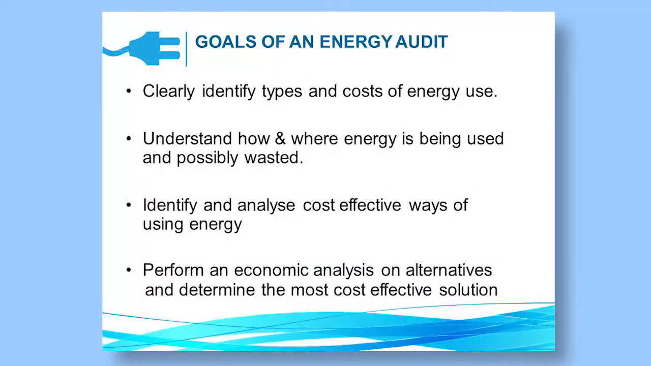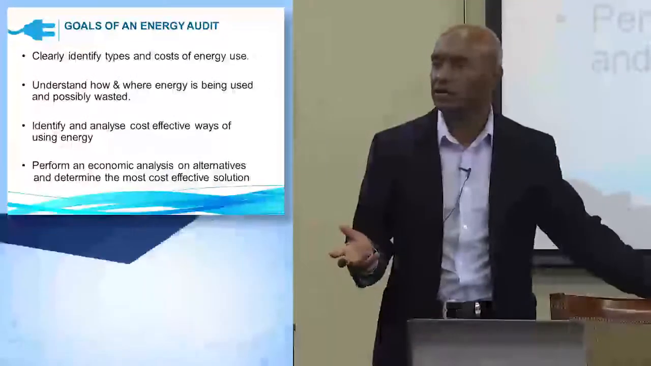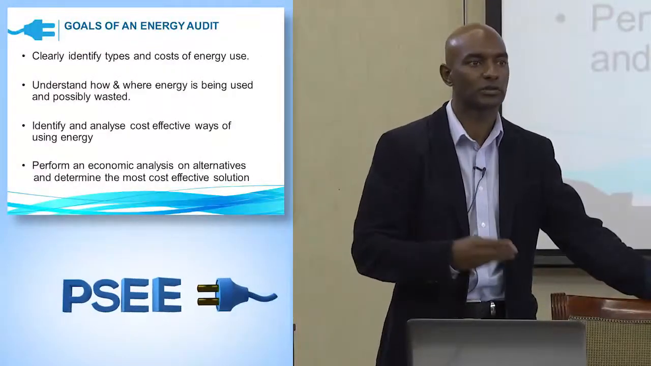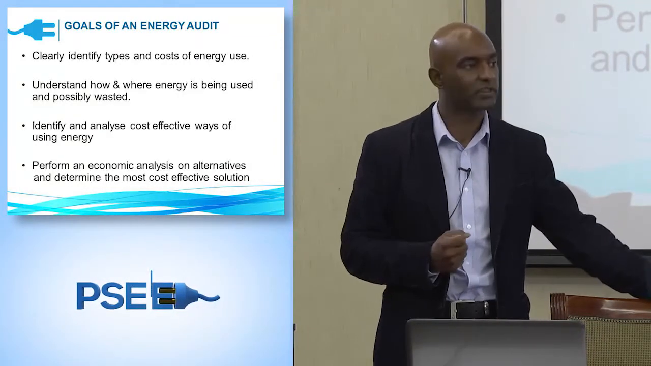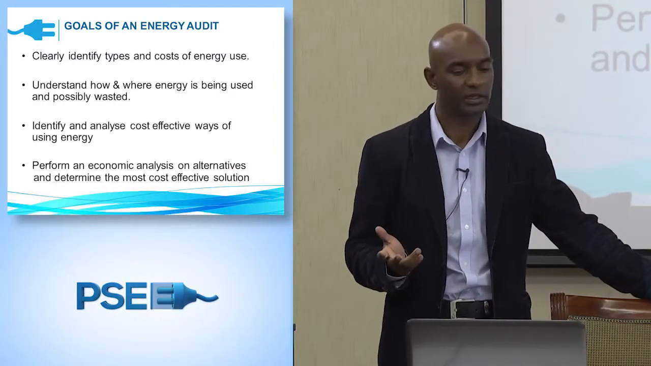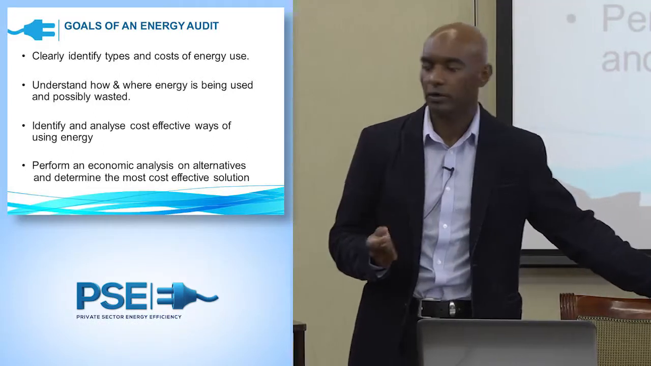So basically, if you look at the goals of an energy audit, the first thing is to identify the types and costs of energy use, and that's quite easy. You know how to do that. You basically get it from your energy accounts, your electricity accounts, your fuel accounts. All of that tells you the different types of energy that you're using and the cost of it. The next step is to identify how and where energy is being wasted.